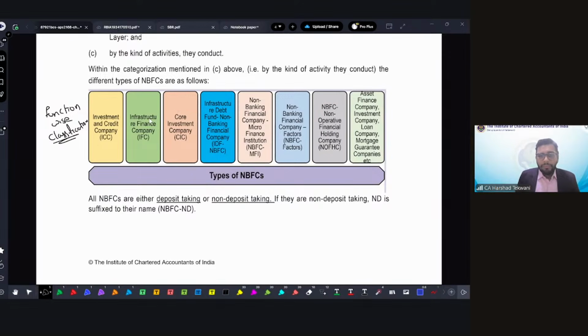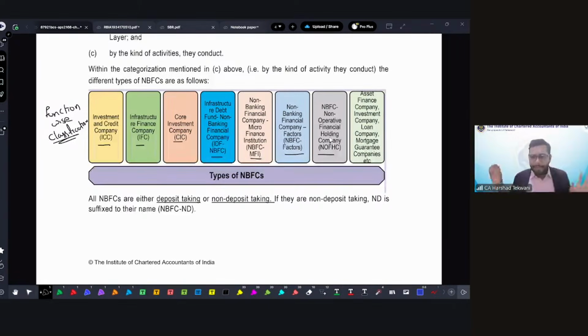Okay. Yes, yes. So ICC, sometimes it will talk about layers of the companies. Layers also will be there, sir, I believe. The core investment company. If there is more than two layers, then we have to report under CARO as well. Yes. Yeah, as per CARO. We will come to that also, the reporting part. Yes, very good. Absolutely correct. Yep. So CIC, then infrastructure debt fund, MFI, microfinance, NBFC factors, NOFHC, like non-operative financial holding company.